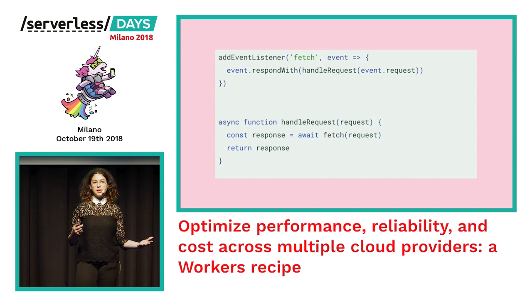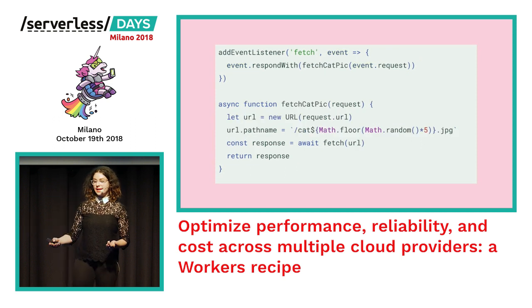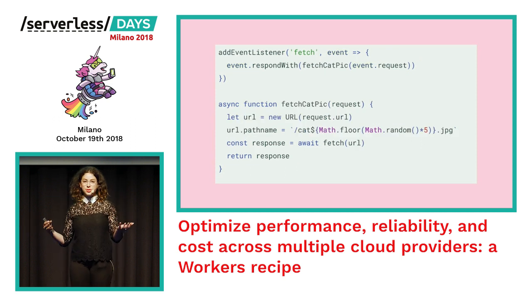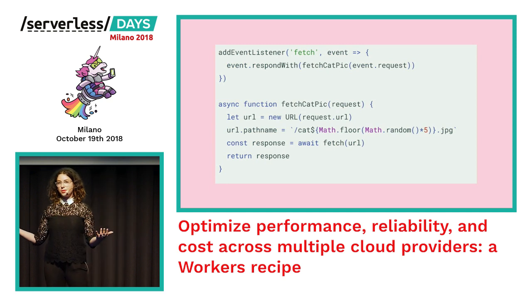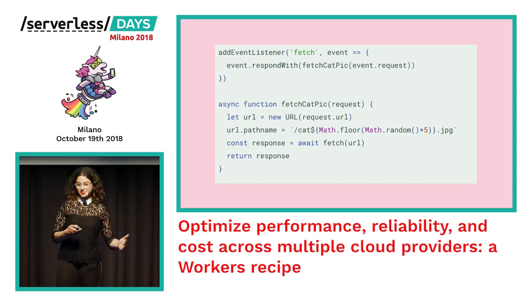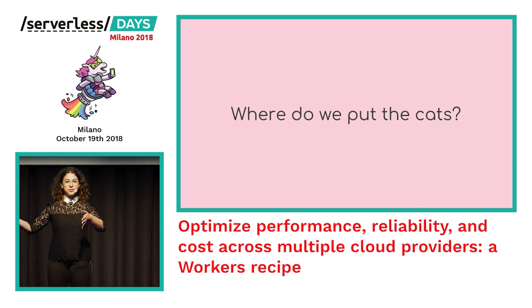If we were to build a cat image randomizer, it would look something like this. Let's say I have a bunch of cat pictures hosted somewhere. They all have random numbers, and we're modifying the URL to fetch random cat pictures. Great, done with our code. Let's go. But wait. First, we need to put the cat pictures somewhere, right? So where do they go?